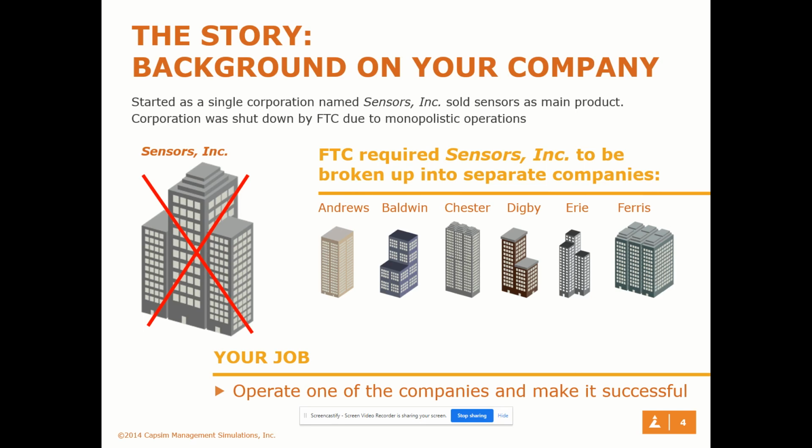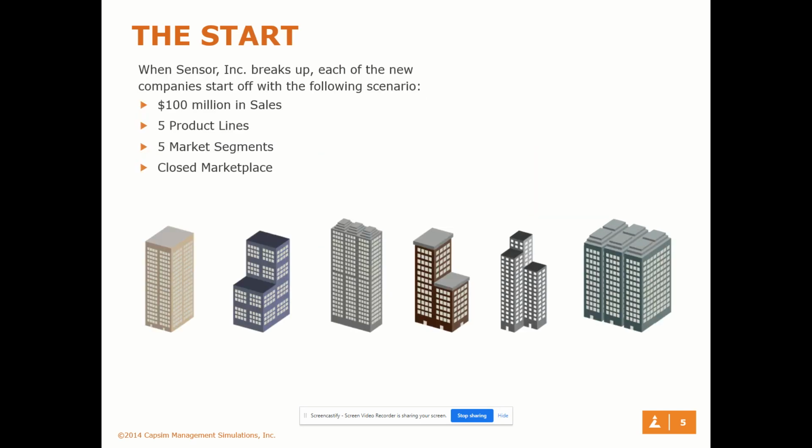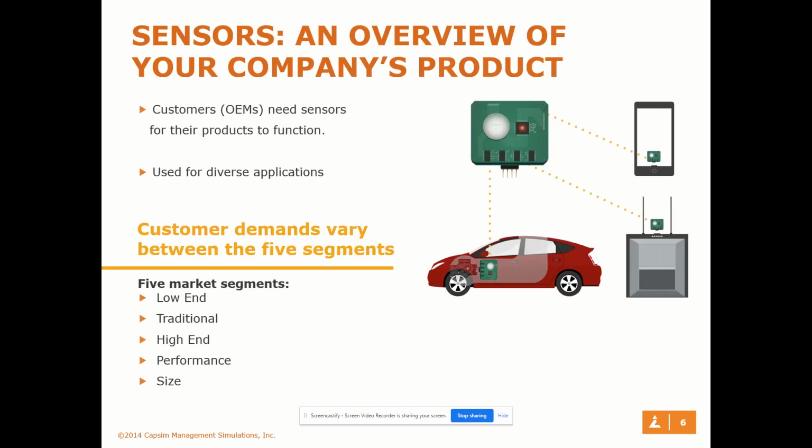What our job is then is you're going to operate one of these companies, you and your team, and make it successful. So to start, we're going to have 2 different rounds. We're going to have practice rounds, and we're going to have a competition round. Both of them start with the same scenario. Each company will start with 100 million in sales. There'll be 5 product lines, 5 market segments, and you're going to be operating in a closed market. So basically, your only competitors are the other companies that were spun off from Sensors Inc.